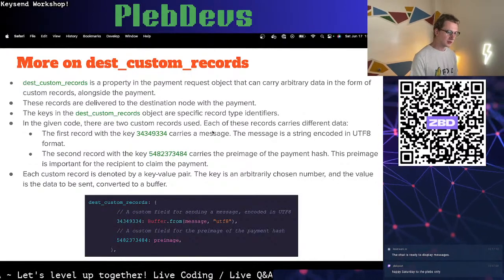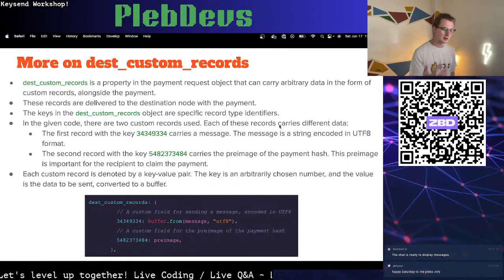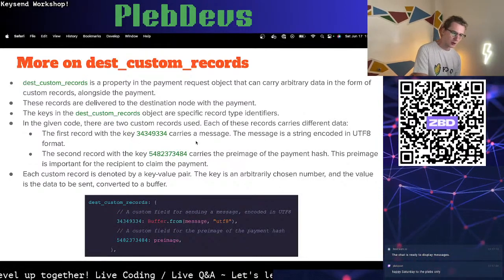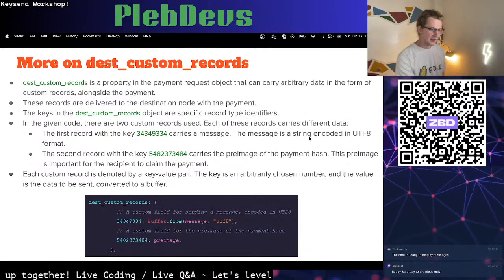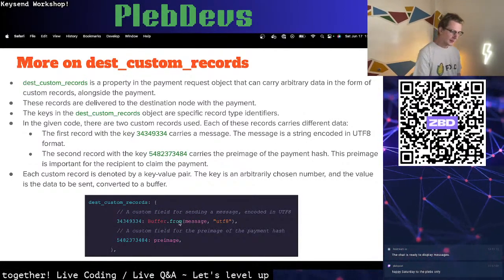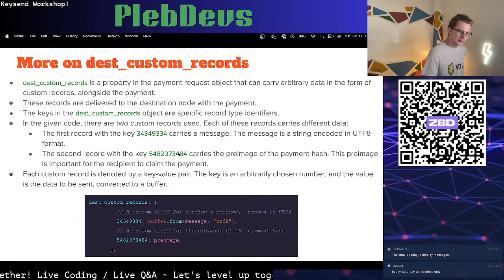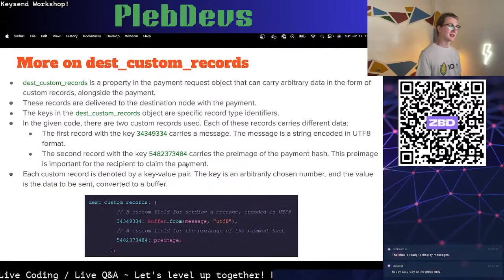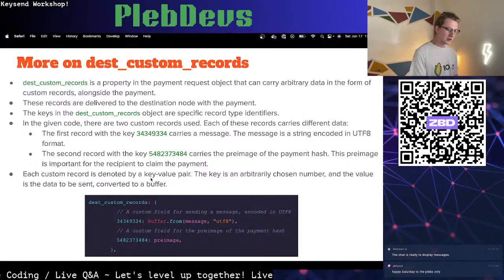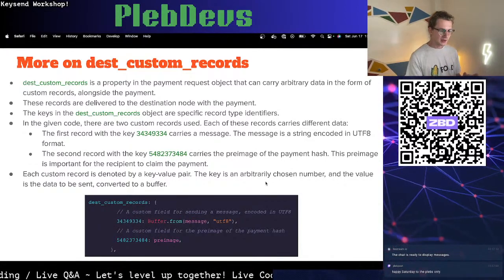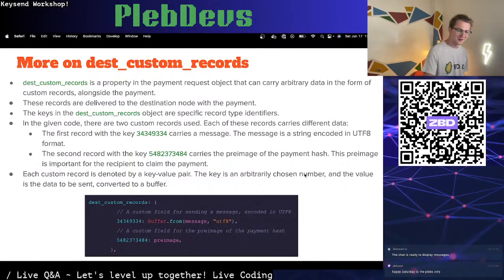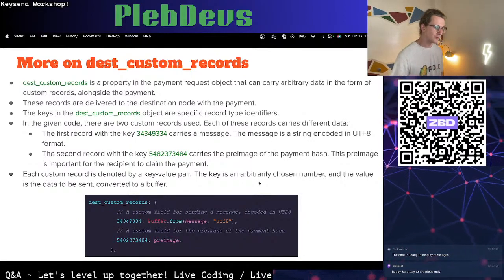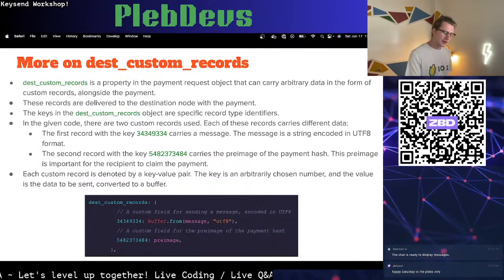So in the given code, there are 2 custom records used. Each of these records carries different data. The first record has this key, 34349334, carries a message, and it's encoded as UTF-8. And then the second record, this other key, carries the pre-image of the payment hash. This pre-image is important for the recipient to claim the payment. So each custom record is denoted by a key value pair. The key is an arbitrarily chosen number. I guess I'd already thought about this. And the value is the data to be sent, converted to a buffer, which is just an encoded object.